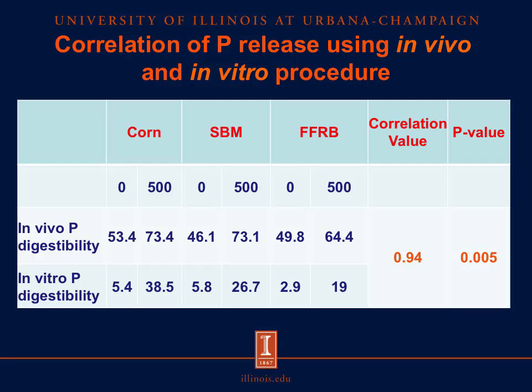The values were then analyzed to determine relationship between the two assays. The correlation value for the results was 0.94, which indicates there is a strong positive linear relationship between the two procedures. This means the in vitro procedure was able to detect improvement in the digestibility of phosphorus when phytase was supplemented, as observed in the in vivo procedure. This validates the observation in the in vivo study.